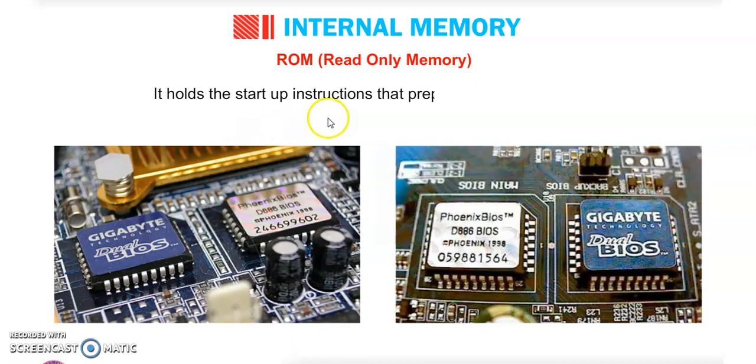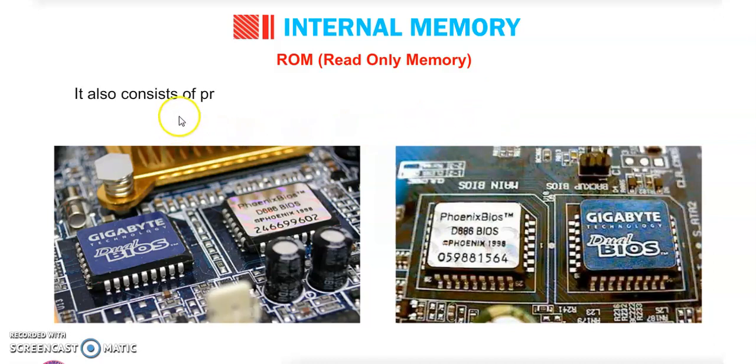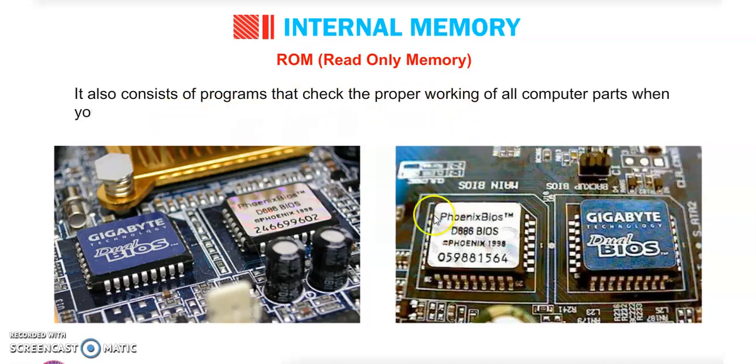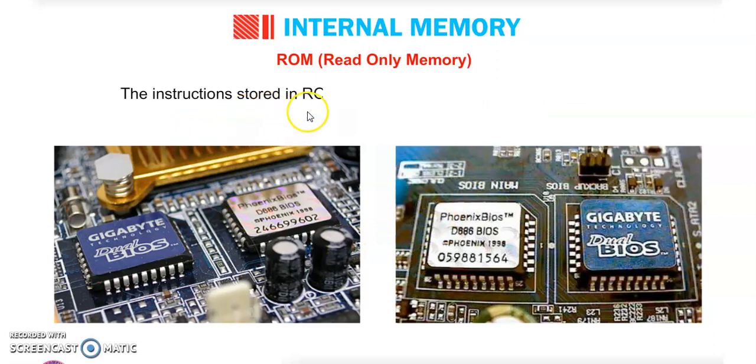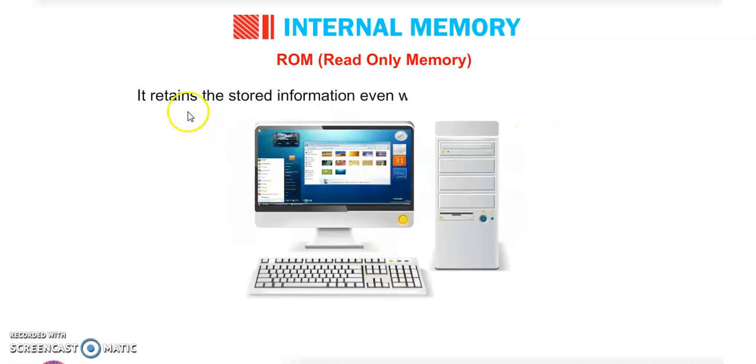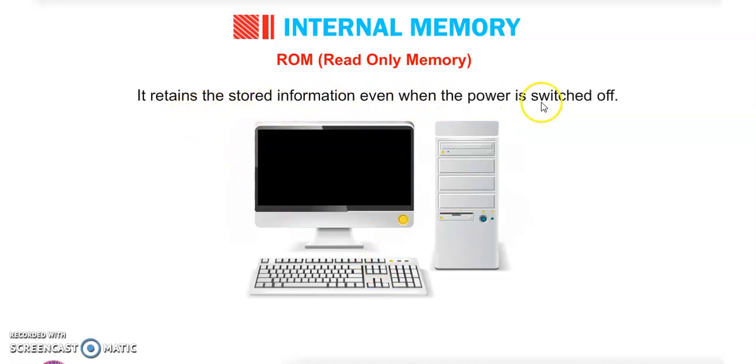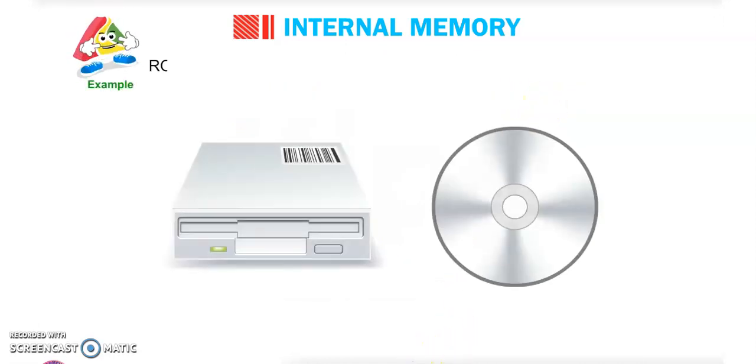It holds the startup instructions that prepare a computer for use. It also consists of programs that check the proper working of all the computer parts. When you turn on a computer, the instructions stored in ROM cannot be changed but can only be read. It retains the stored information even when the power is switched off. This is the main difference between RAM and ROM. RAM will erase after the computer is turned off, but ROM will not be erased.